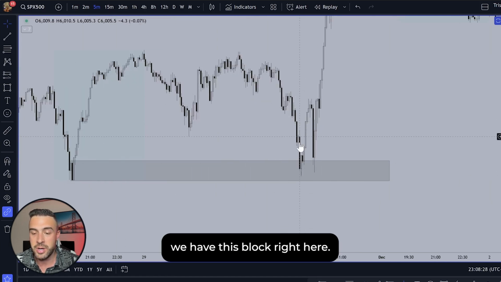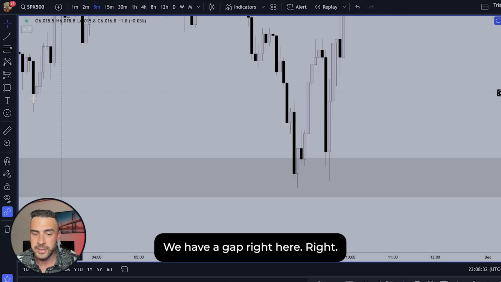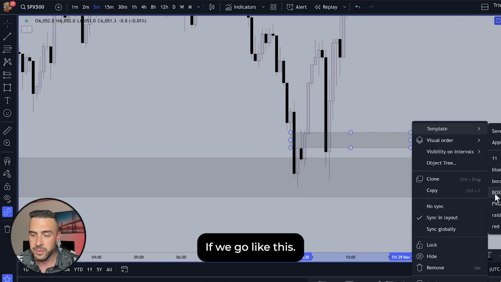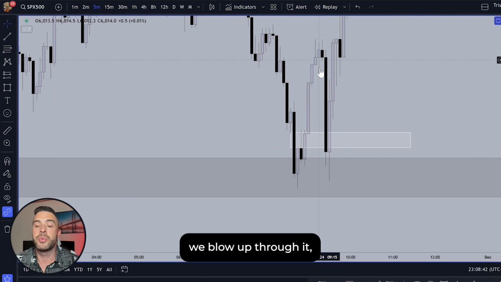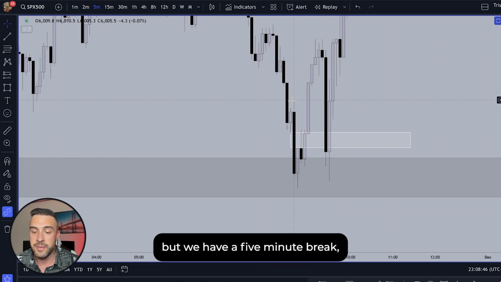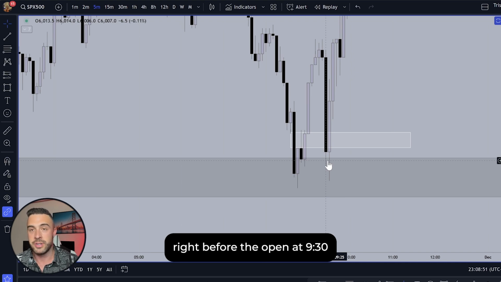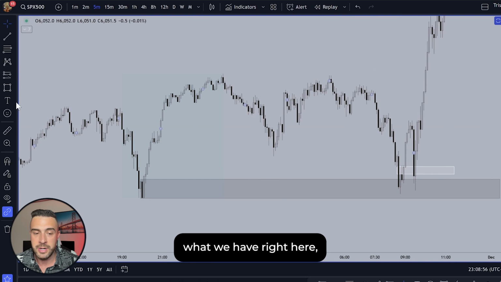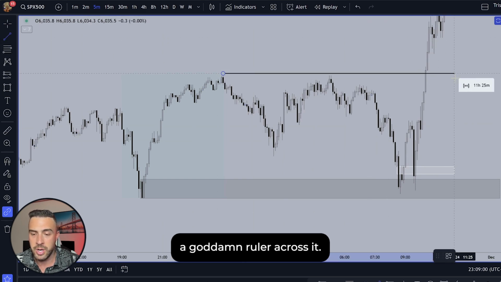You can see we have this block right here. We come down. Not only that, but we make this low. We have a gap right here, right? And an inverted FVG. If we go like this, right? We have a gap here, comes down, we blow up through it, and then we come up and retest it inside this zone. And not only that, but we have a 5-minute break of structure, and all this is happening right before the open at 9:30. This is screaming to you that it's going to reverse. And on top of that, what do we have right here? We have such clean highs that you can put a ruler across it.